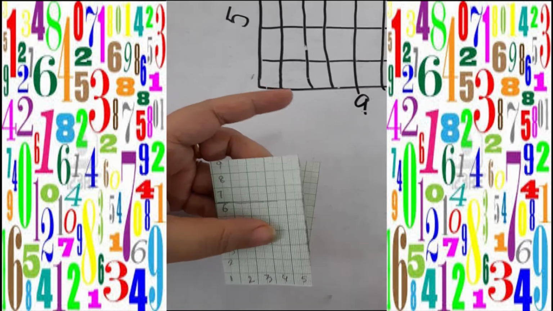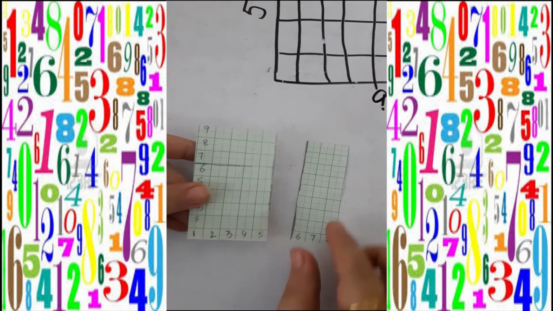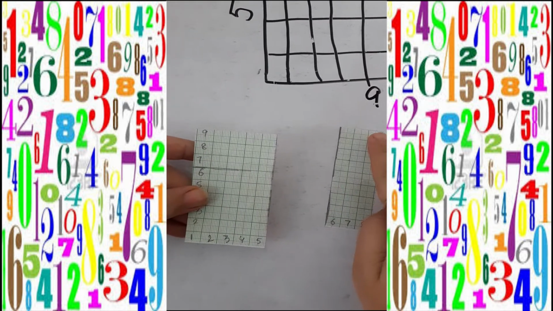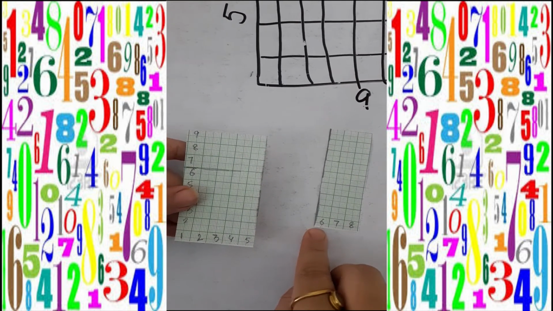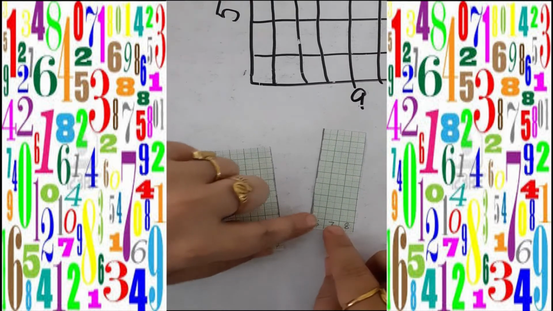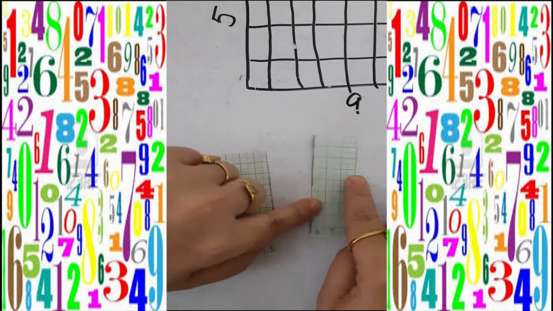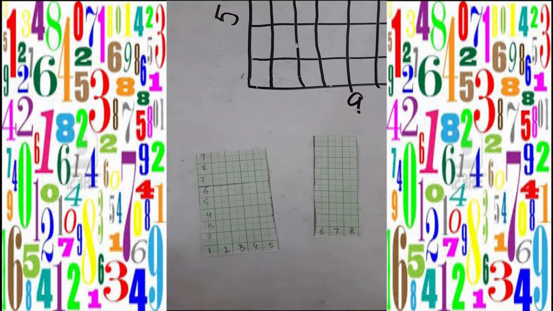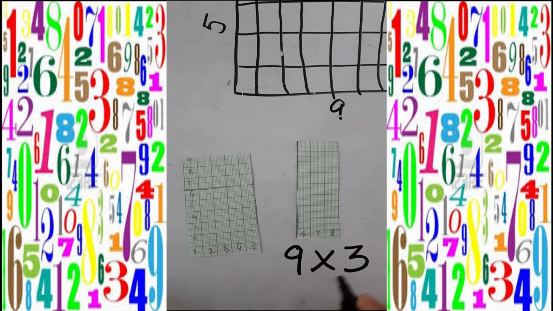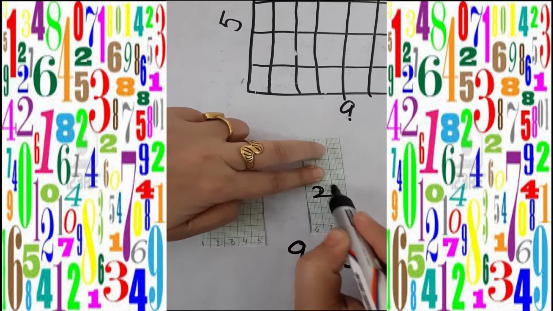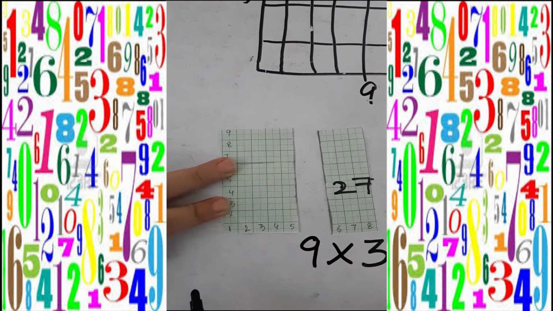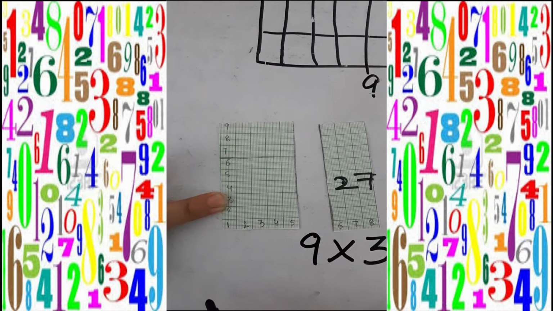So I have two pieces. I have 3 rows here of 9s. In one row I have 9 blocks, and how many rows are here? 3. So I am writing it as 9 multiplied by 3, which means I have 27 blocks here. Similarly, in this portion, count the number of blocks.